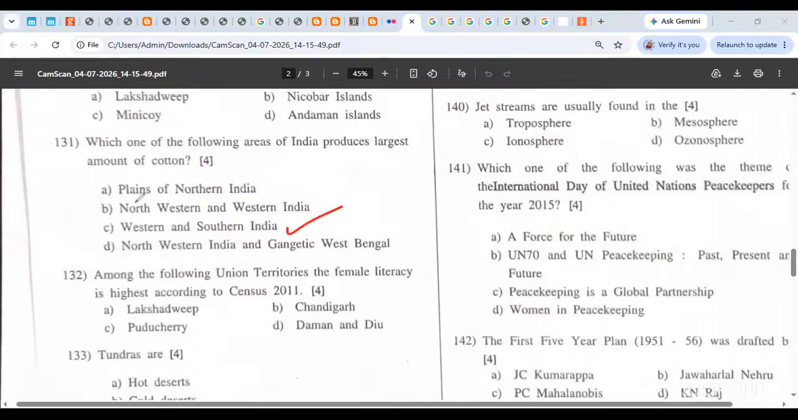Clearly you are at western and southern India. Okay, this is the answer that you're looking for. You are talking of the highest ranked states regarding the production of cotton: Gujarat, followed by Maharashtra and then by Telangana. Okay, so famously western and southern India will be the region.